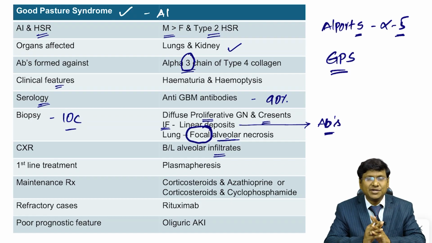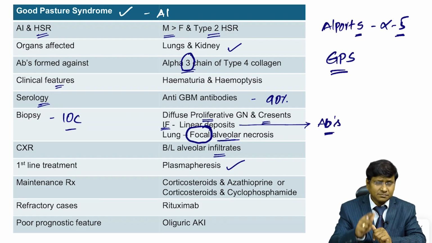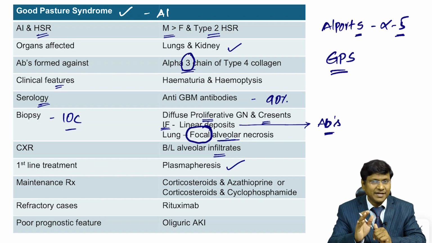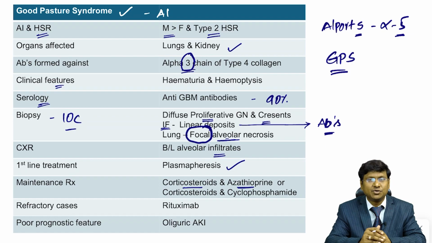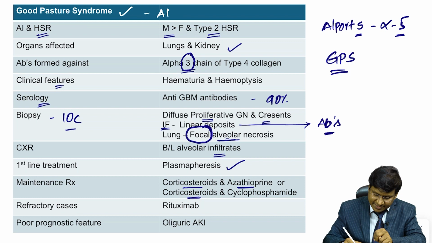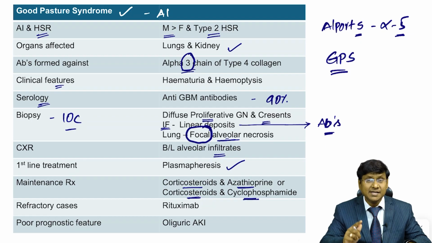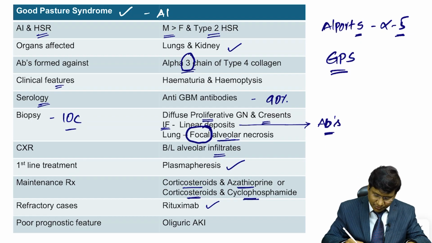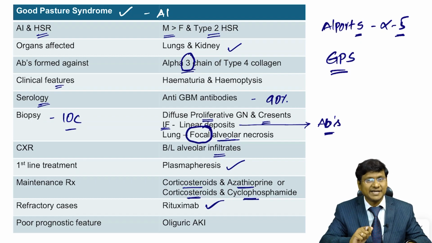The first line treatment is plasmapheresis, and the plasmapheresis will remove the existing antibodies. Then you need to give immunosuppressants to prevent new antibody formation. And what are these immunosuppressants? That includes steroids and azathioprine, which should be given in order to suppress new antibody formation, or you need to give steroids and cyclophosphamide to suppress new antibody formation, right? And in refractory cases, rituximab is what you need to give if the patient is not responding to corticosteroid and cyclophosphamide.